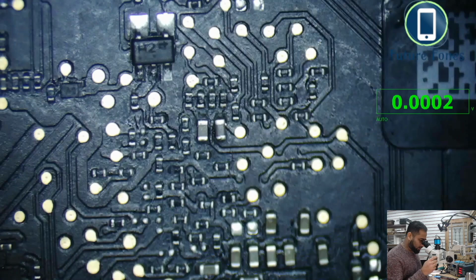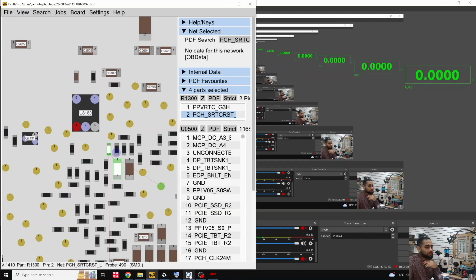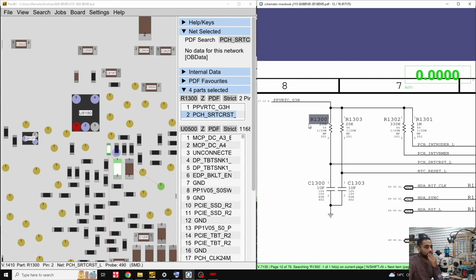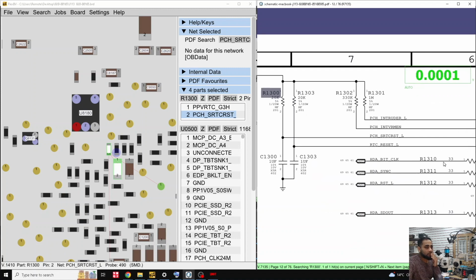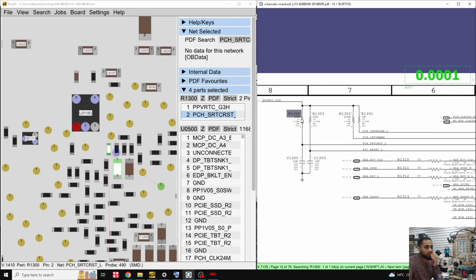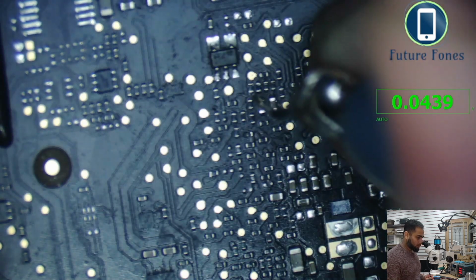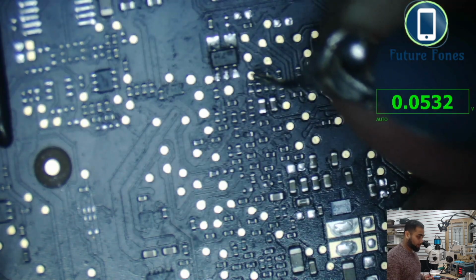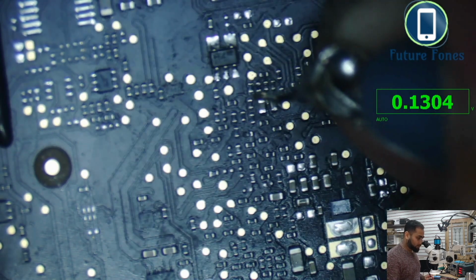The next area is the RTC VCC area. Let's check that. I'm looking for this signal, which is RTC VCC G3 hot, and this is where we're going to look if this area is working fine. Let's check it. So 3.3. You see here we have 3.3 here, but after this resistor we are not receiving 3.3.